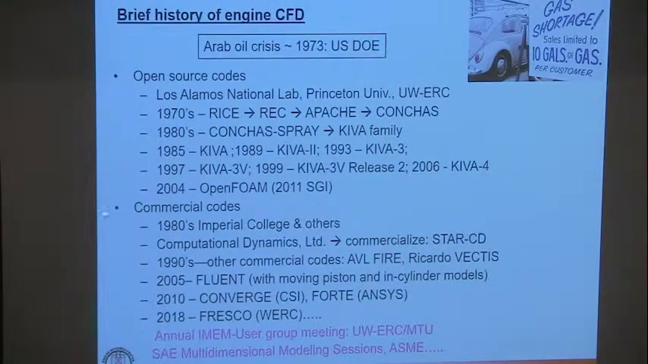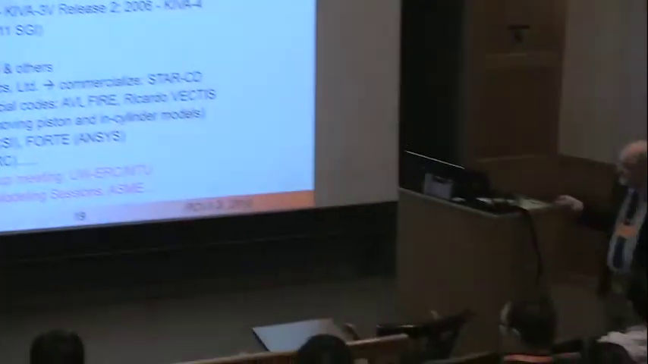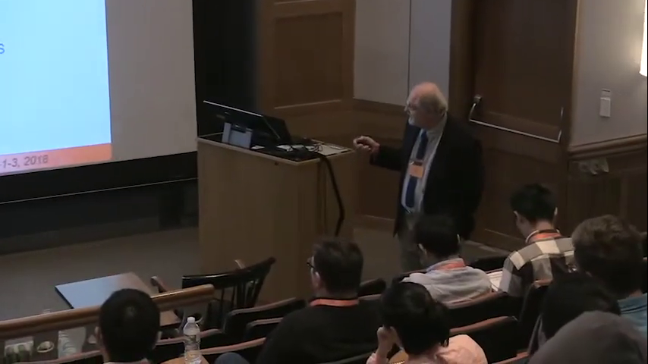At a certain moment, people realized, hey, there's money in this. So let's make a commercial version of this. And Imperial College was one of the first that started out with commercial codes, the Star CD code, and then AVL, Fire, Ricardo Vectus, Fluent, and now Converge, Forte, and so on. So there are many commercial codes available. If you're interested, you can definitely pursue this.